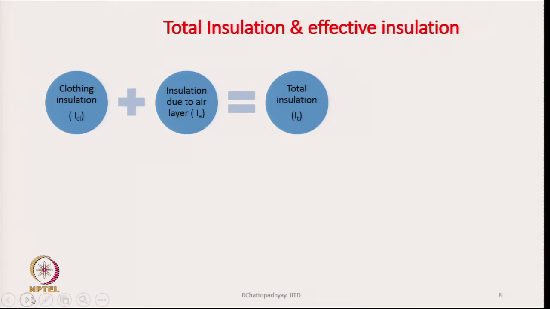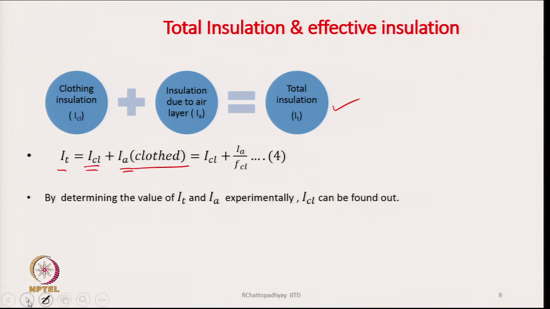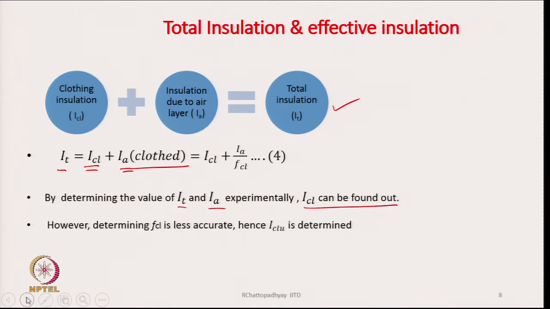Total insulation and effective insulation, let us now come to this point. Clothing insulation and insulation due to air, these two when you add up, we get total insulation. So, total insulation is insulation due to air plus clothing insulation. Sum of these two is going to give you the total insulation. That means, I T is I C L plus I A clothed, and therefore, it is going to be I C L plus I A by F C L, as we have seen what I A in the clothing state is. So, by determining the value of I T and I A, I C L can be found out. If we want to find out what is the clothing resistance I C L value, we can find it out if I know I T and I A experimentally, which is done with the help of a mannequin.